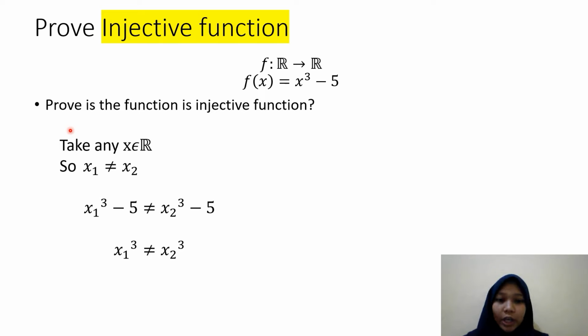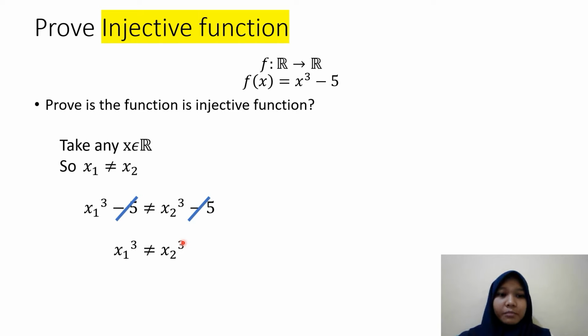So x1 not equal to x2, right? In this case, I choose x1 and x2. So x1 cubed minus 5 not equal to x2 cubed minus 5. The 5 can be eliminated because if we move this one to the left side or that one to the right side, one of them will be positive and the other negative, and negative plus positive will be 0. So we get x1 cubed not equal to x2 cubed. Actually, until here, it's already proven.